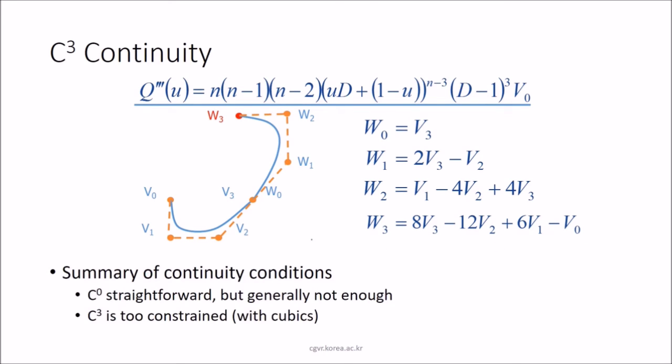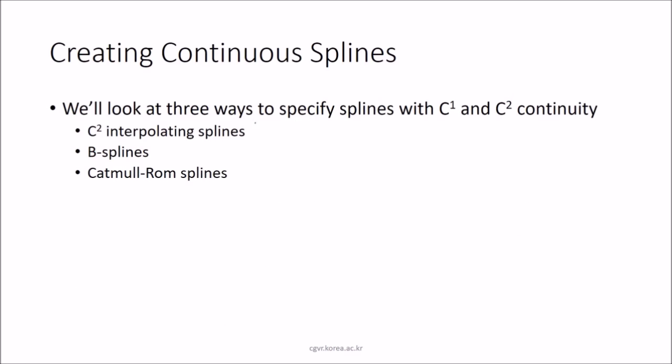So the summary of these continuity conditions: C0 is straightforward, but it is not generally enough. C3 is too constrained with these cubics. So creating continuous splines would be like this. We'll look at 3 ways to specify splines with C1 and C2 continuity: C2 interpolating splines, B splines and Catmull-Rom splines.